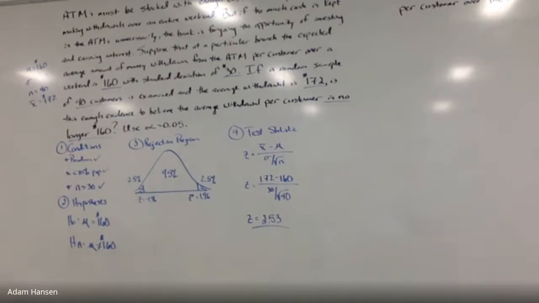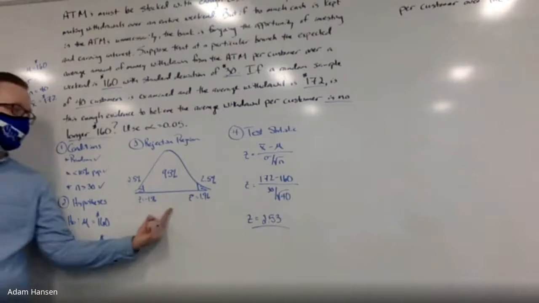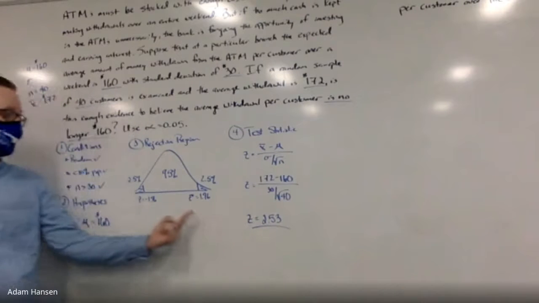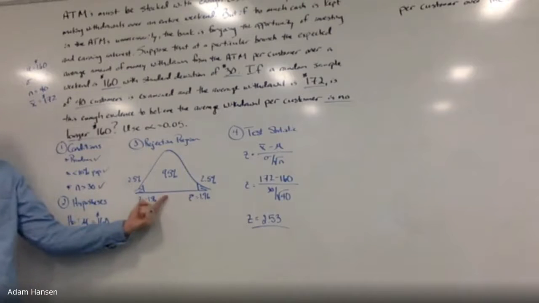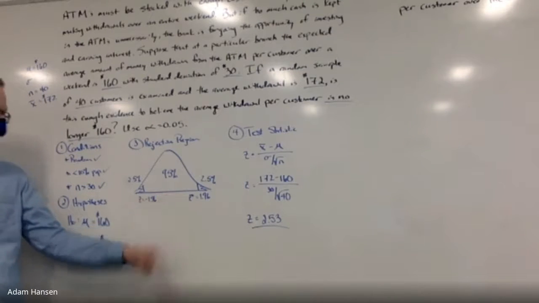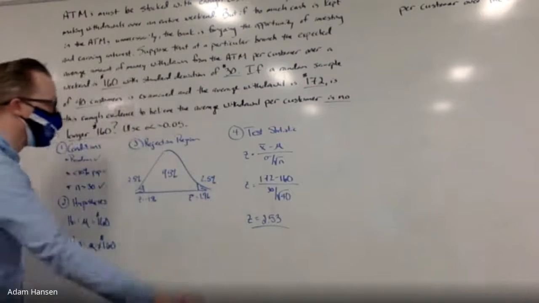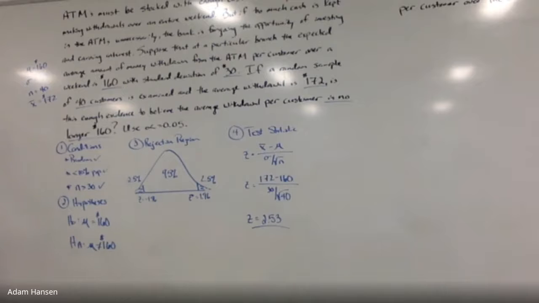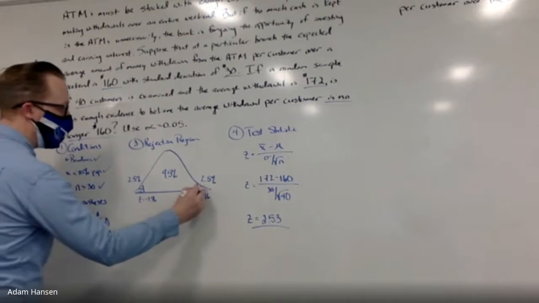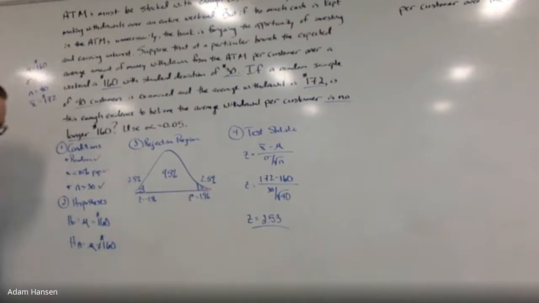Based off of that z-score, compare it back to your rejection region. Is 2.53 further from 0 than plus or minus 1.96? Is this z-score more extreme than plus or minus 1.96? Yeah. So what should our decision be? Do we either reject or fail to reject? Okay, reject. I have a z-score that's more extreme, more positive than 1.96.